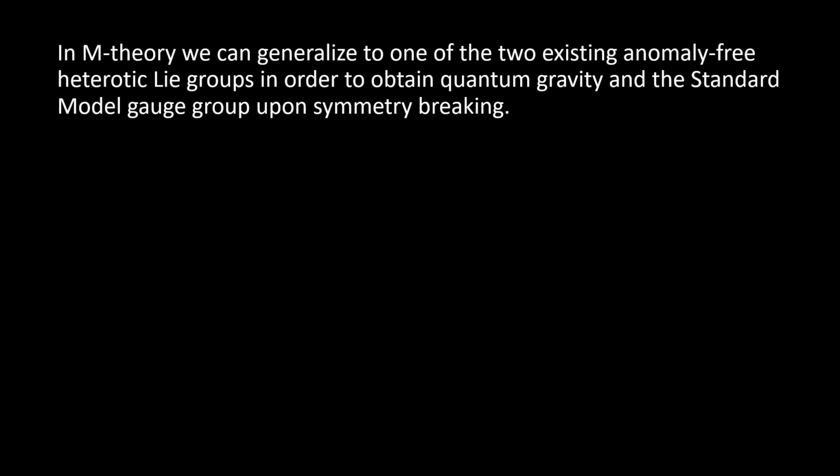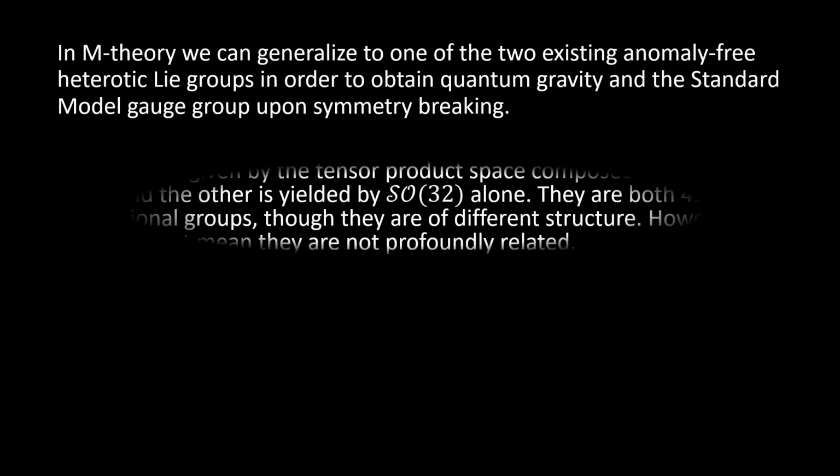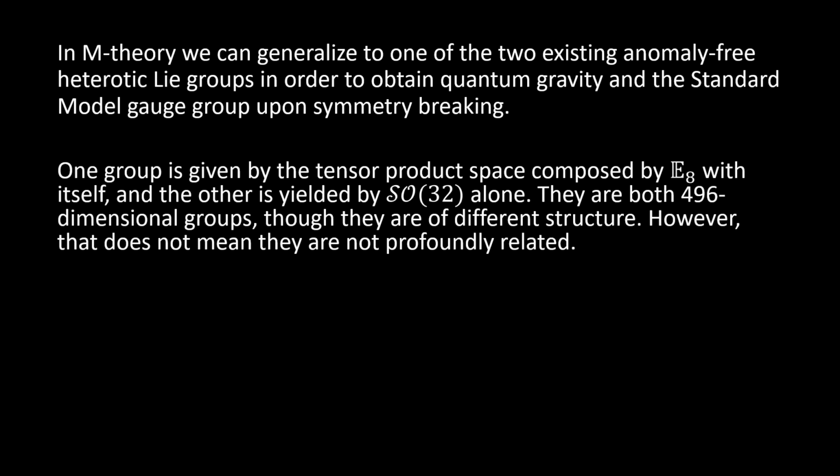In M-theory, we can generalize to one of the two existing anomaly-free heterotic Lie groups in order to obtain quantum gravity and the standard model gauge group upon symmetry breaking. One group is given by the tensor product space composed by E8 with itself, and the other is yielded by SO(32) alone. They are both 496-dimensional groups, though they are of different structure. However, that does not mean they are not profoundly related.